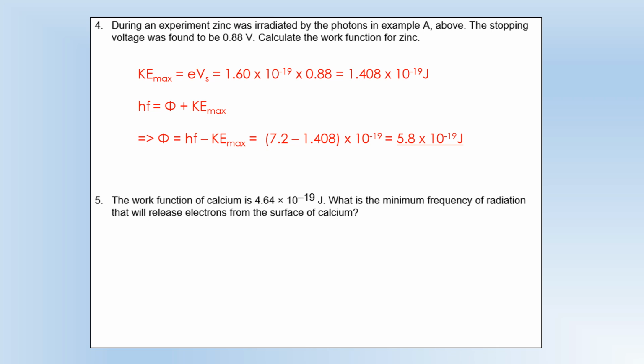Okay, so the work function is related to the threshold frequency by Planck's constant here. Because we know the work function, we can just rearrange this equation, plug the numbers in, and that will tell us what the threshold frequency is. So the work function and the threshold frequency are inextricably linked together. If we know one, we can calculate what the other is.